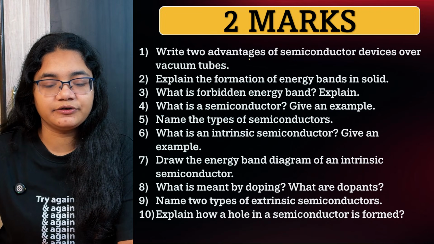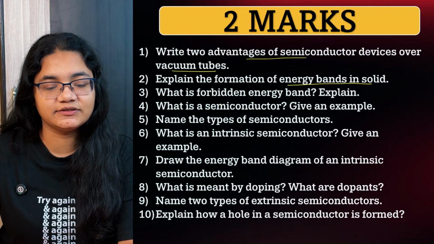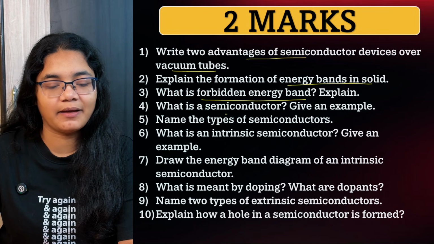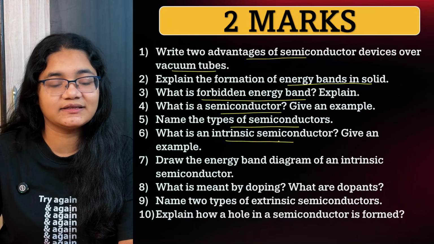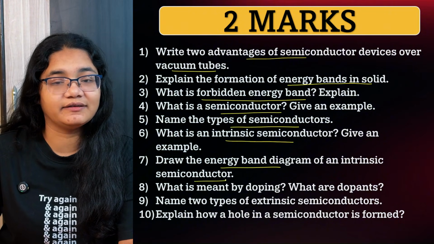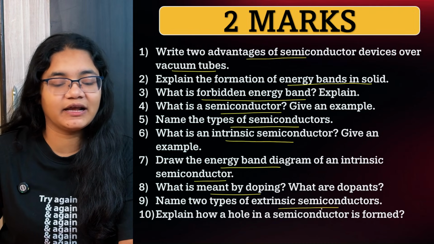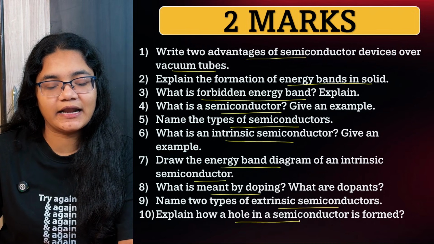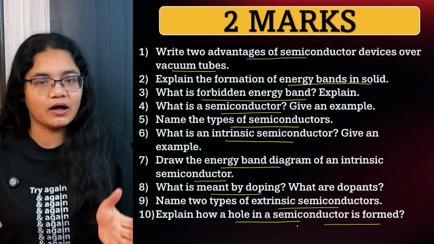Next 2-marker question, write 2 advantages of semiconductor devices over vacuum tubes. Explain the formation of energy bands in solid. What is forbidden energy band? What is a semiconductor? Name the types of semiconductor. What is an intrinsic semiconductor? Draw the energy band diagram of an intrinsic semiconductor. What is meant by doping? Name the 2 types of extrinsic semiconductors and explain how a hole in the semiconductor is formed. This is basic 2-marker question.